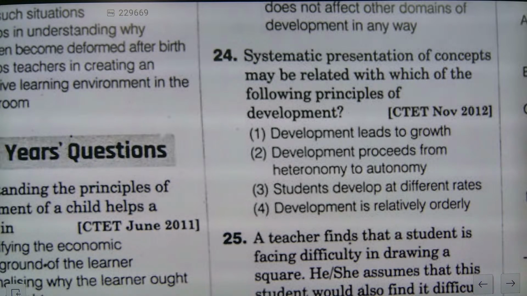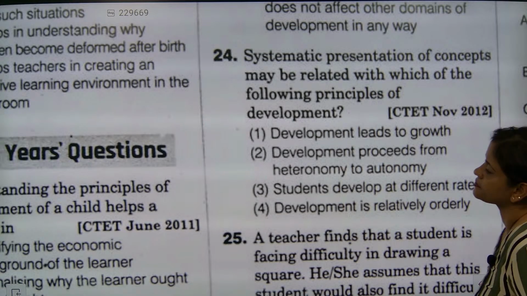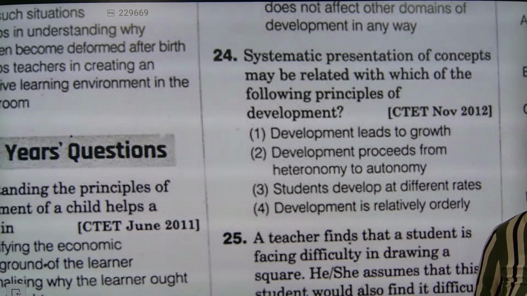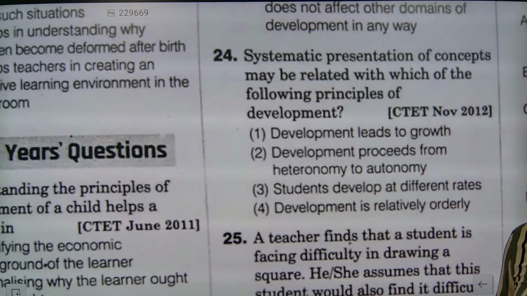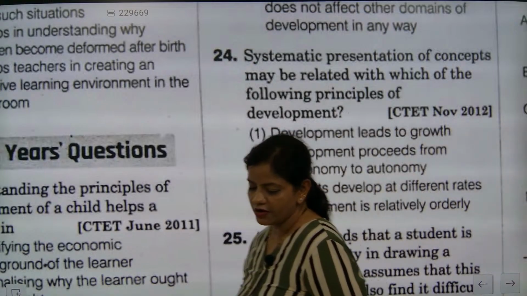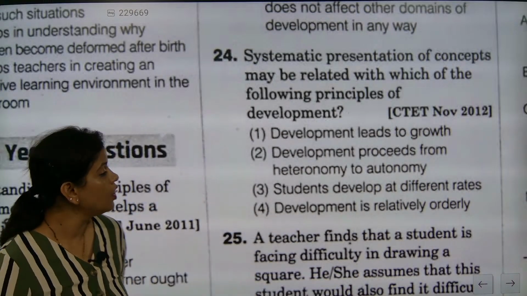Systematic presentation of concepts may be related with which of the following principles of development? Development leads to growth. Development proceeds from heteronomy to autonomy. Students develop at different rates. Development is relatively orderly. Development proceeds from heteronomy to autonomy. This is most important.